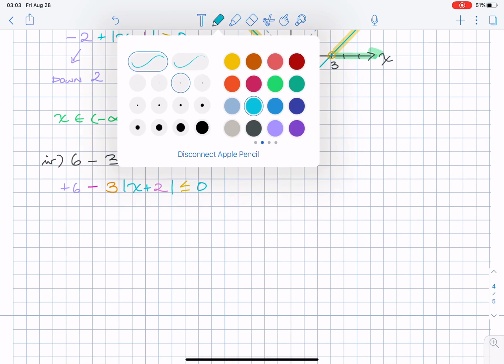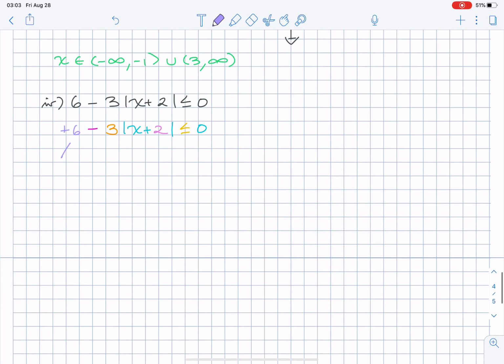Okay, so what do we have here? The plus 6 on the outside is up 6. The minus sign attached to the absolute value will be x-axis reflection. I know that the 3 will be 3 times as tall. I know that the plus 2 inside will be left 2. Okay, so we've got a lot going on here.